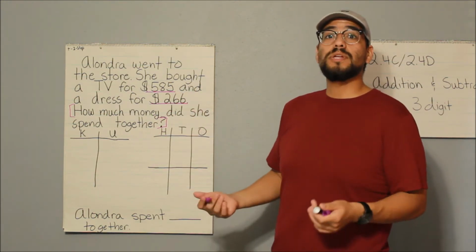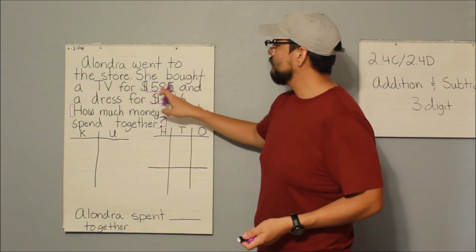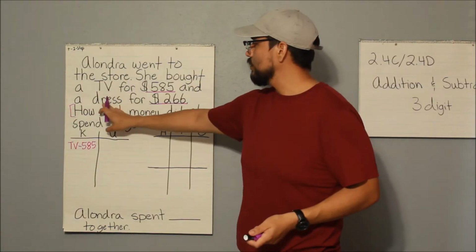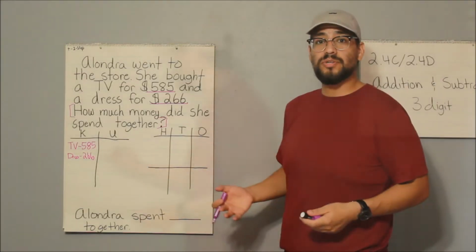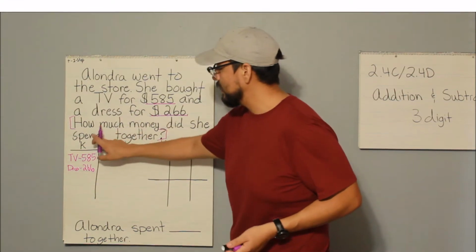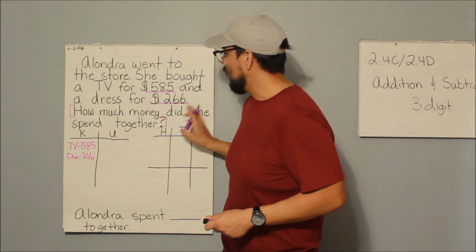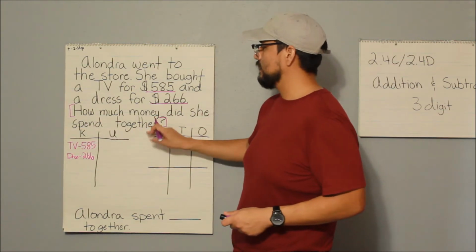So let's focus on what we do know. What do we know? We know that she bought a TV for $585. And we know she bought a dress for $266. What is it that we do not know? Our unknown is how much money did she spend, mainly focusing on what she did there. She spent, how much she spent together.